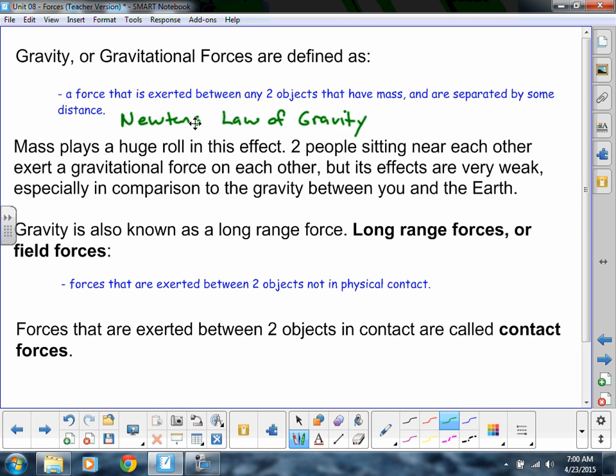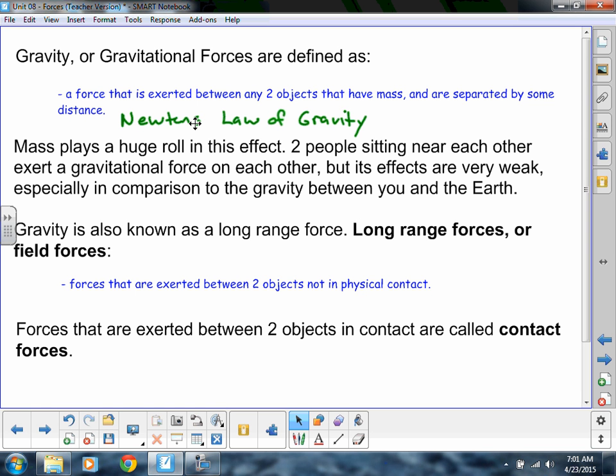Newton's law of gravity. So Isaac Newton also defined this. So any two objects that have mass and are separated by a distance do exert an attractive force on each other, and that's the force of gravity. And mass plays a huge role in this effect. So as an example, two people sitting near each other do exert a gravitational force on each other. So you and the person sitting next to you, you have mass, you're separated by some distance, you do exert gravity on one another. But your masses are not very big.